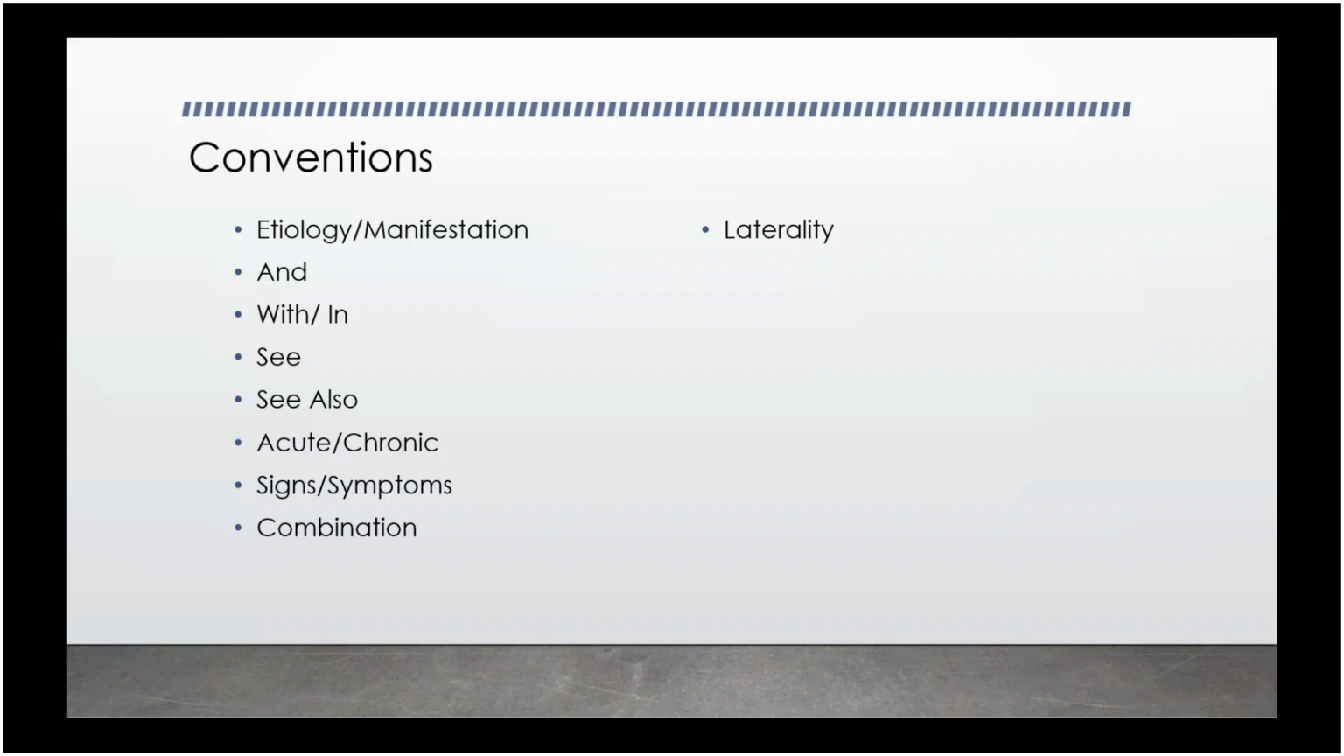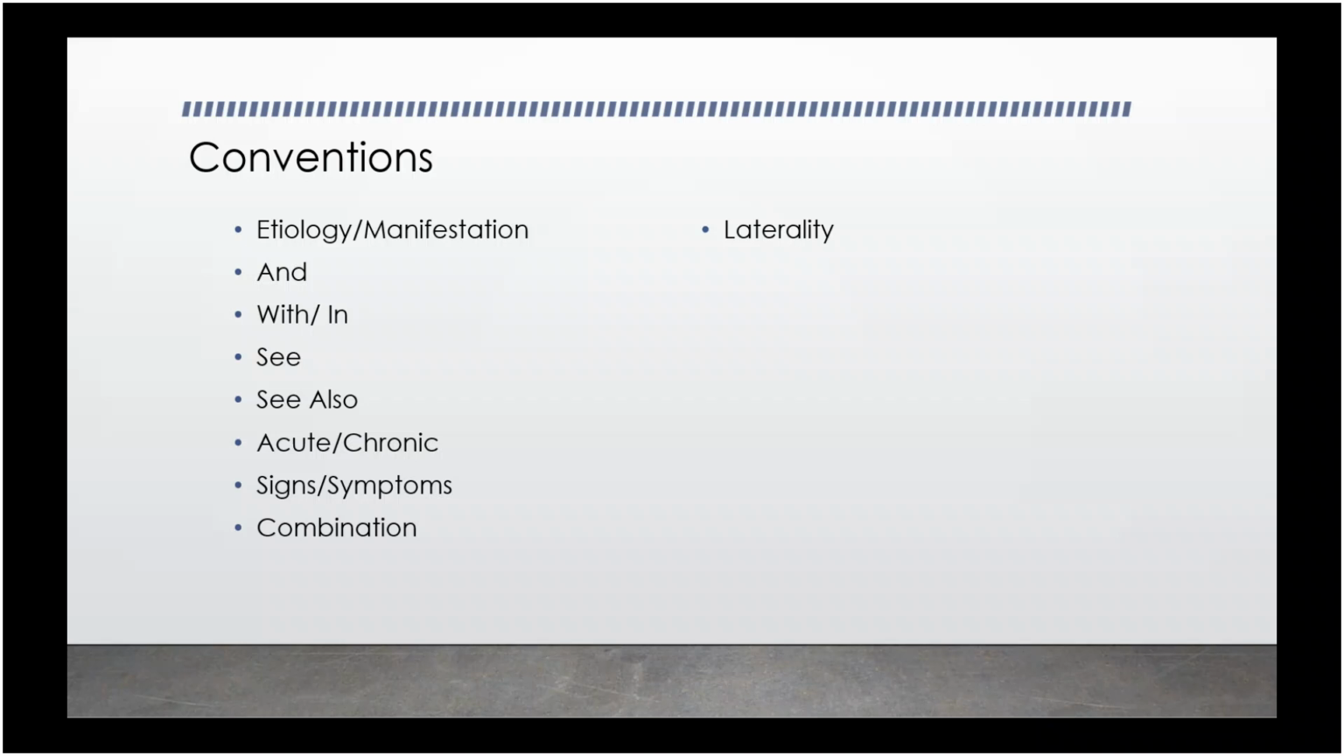Laterality. So some codes are specific with laterality. We have right, we have left, or we have bilateral. We can have unspecified, meaning we don't know. We don't know for sure which side something is impacting. We don't like to see that a lot, and sometimes those will specifically get denied by insurance carriers. But we want to make sure if we have it or know it, we can assign it appropriately.